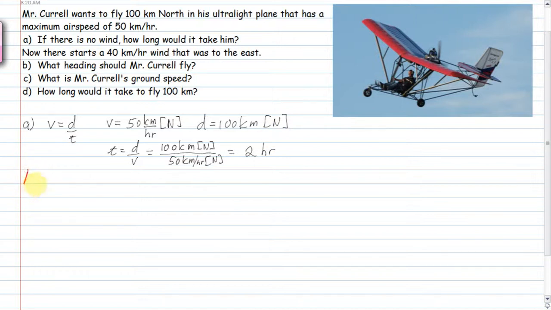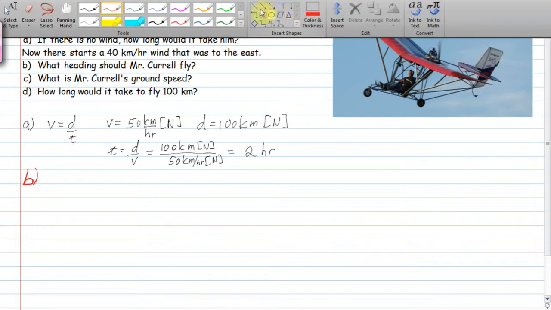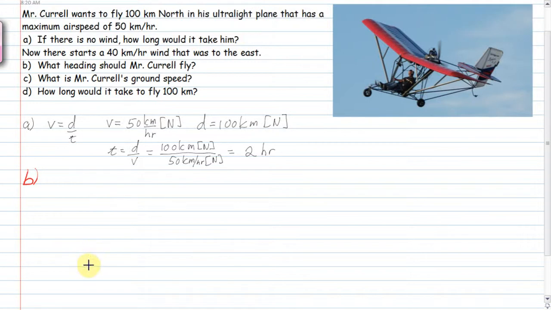We'll switch to red here for part B, and parts B, C, and D all have to do with the new wind that is 40 kilometers an hour to the east. Okay, so at this point, we need to start drawing things. We will have that he wants to go north. No arrowhead there because we don't know the length of it, but we know the direction. It could be that size arrow, that size arrow, that size arrow.